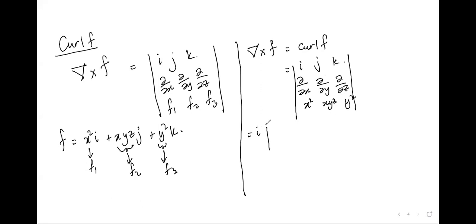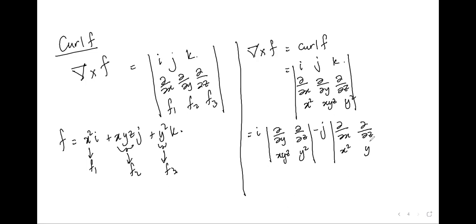So that would work out to i times the partial derivative with respect to y, partial derivative with respect to z, of xyz and y squared, minus j times the derivative with respect to x, derivative with respect to z, of x squared and y squared, and plus k times the derivative with respect to x, derivative with respect to y, of x squared and xyz.